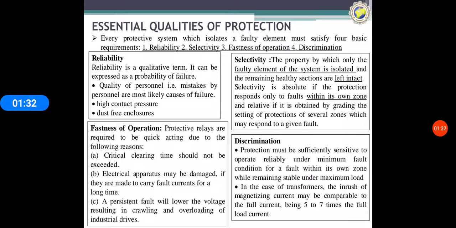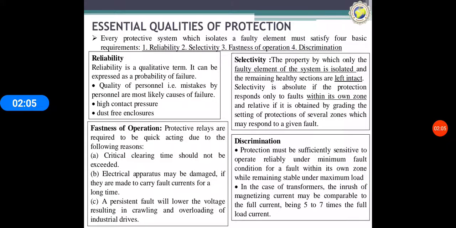The first one is reliability. What is reliability? Reliability is a qualitative term. It can be expressed as the probability of failure. It means the quality of the personnel, that is, mistakes by the panel personnel, are mostly the cause of failure. It means that reliability needs high contact pressures and dust-free enclosures.